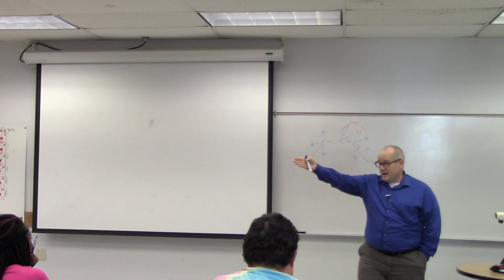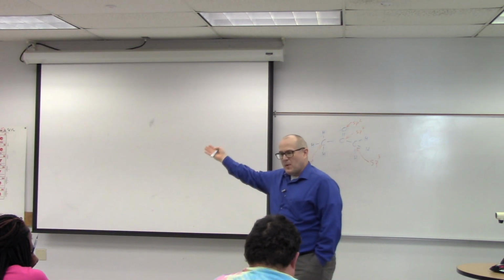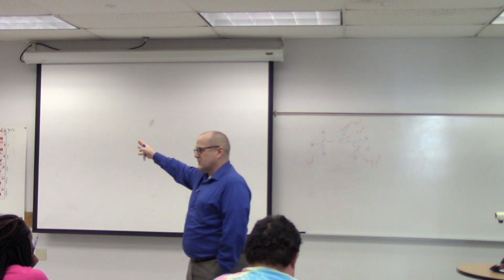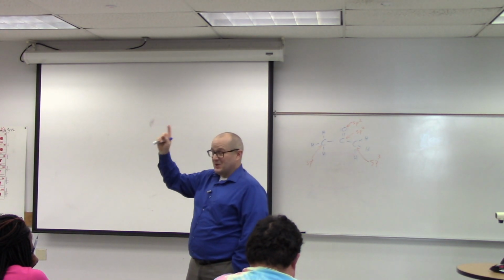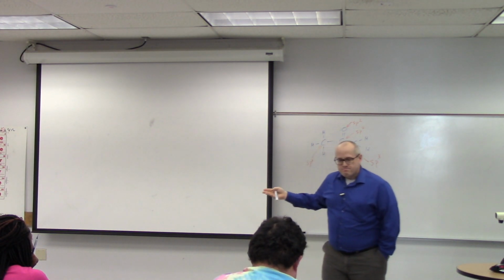It has a sigma bond and a pi bond. How do we know that? Well, it's a double bond. Double bonds are always made of 1 sigma and, sorry, 1 pi. They're always made that way.